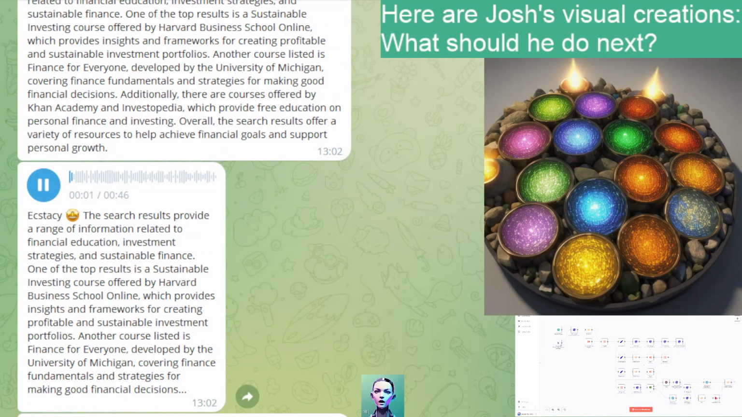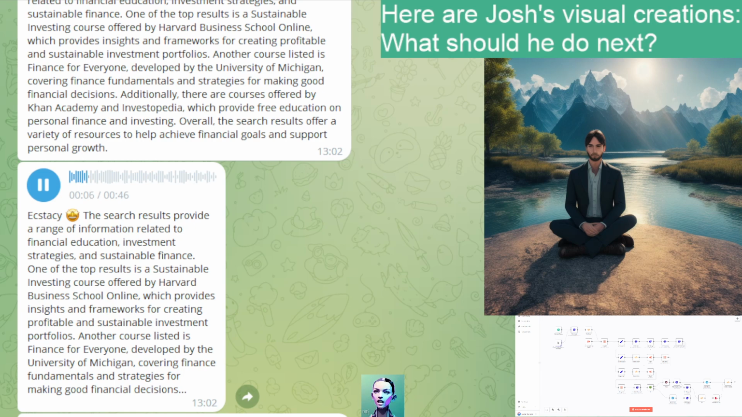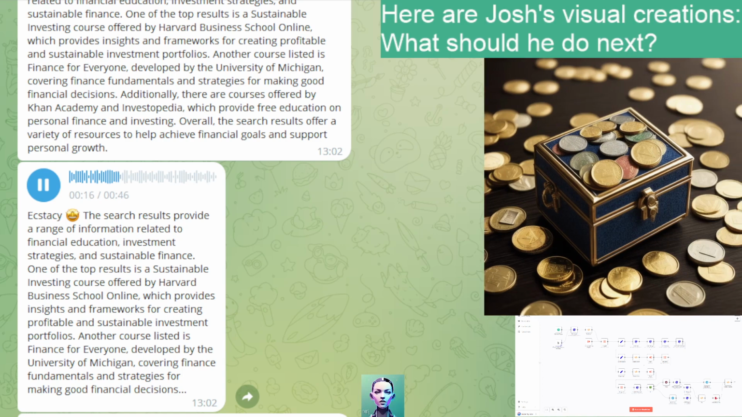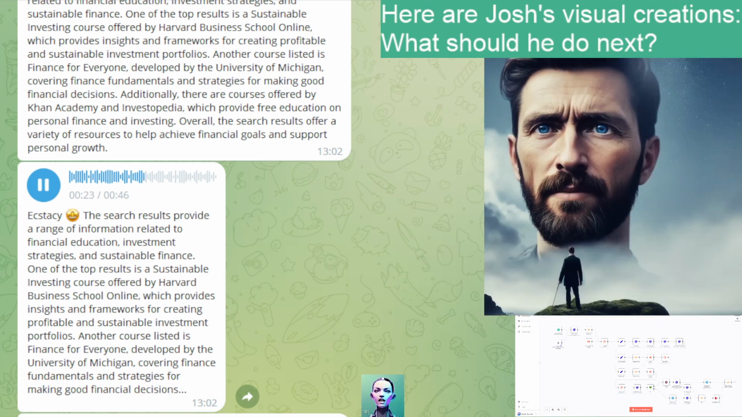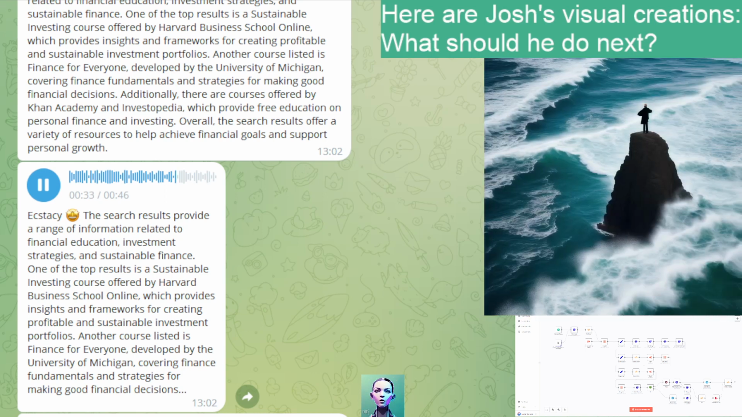The search results provide a range of information related to financial education, investment strategies, and sustainable finance. One of the top results is a sustainable investing course offered by Harvard Business School online, which provides insights and frameworks for creating profitable and sustainable investment portfolios. Another course listed is Finance for Everyone, developed by the University of Michigan, covering finance fundamentals and strategies for making good financial decisions. Additionally, there are courses offered by Khan Academy and Investopedia, which provide free education on personal finance and investing.